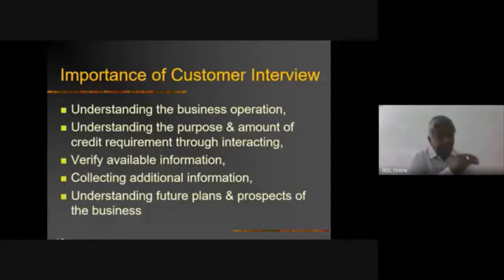Then understanding the future plan and prospects of the business. Not only up to now, this business should grow. Then only it is better for you, your institution and the customer. It should be a win-win situation. The customer should prosper, and the bank should also get the benefit. So understand the customer's future plan and how far this business will be successful and go up.